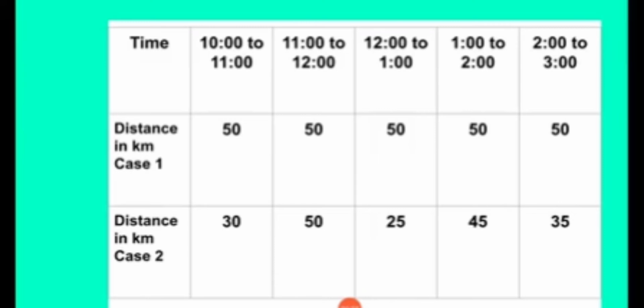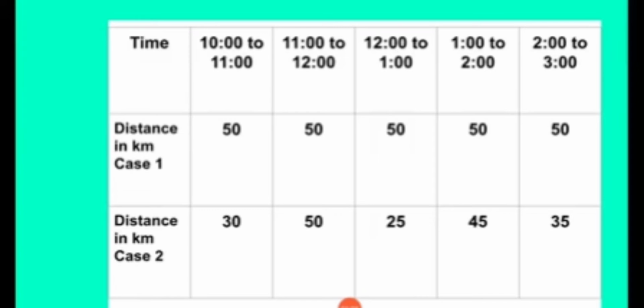If you see the distance in case 1, the value is the same: 50 kilometers covered during 10 to 11, 50 kilometers covered between 11 to 12 and so on. So here the same amount of distance is covered by an object at equal time intervals. The distance is 50 kilometers and the time interval is 1 hour.